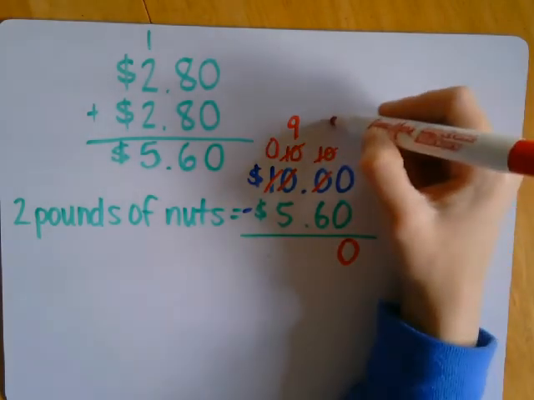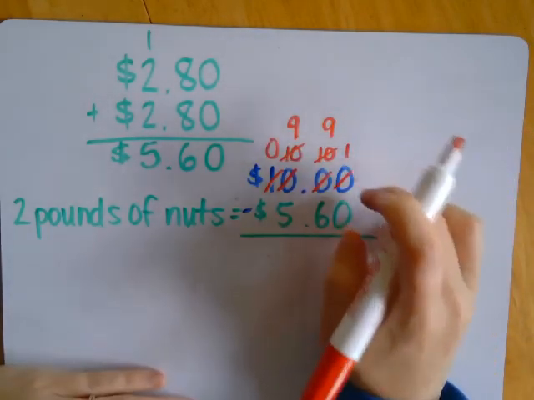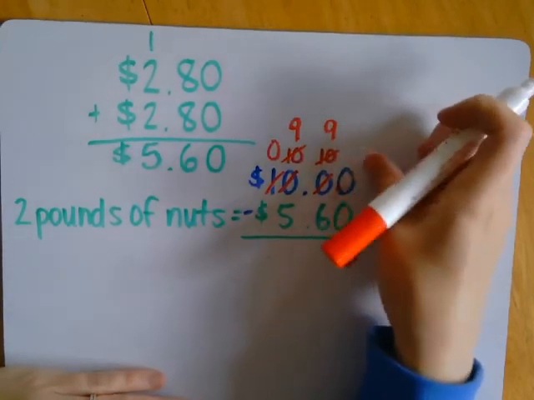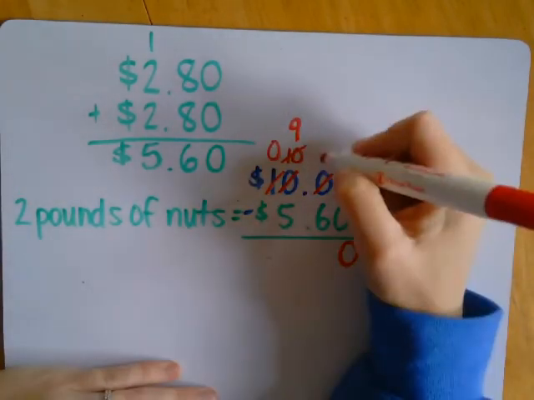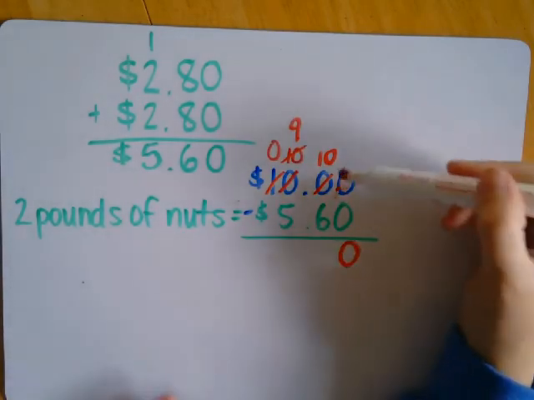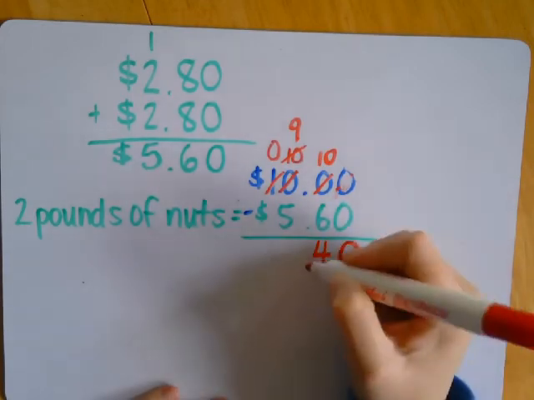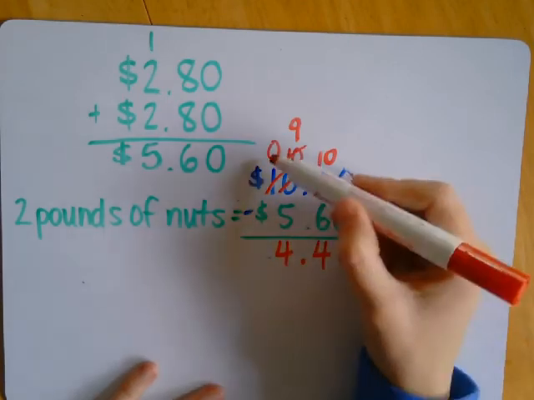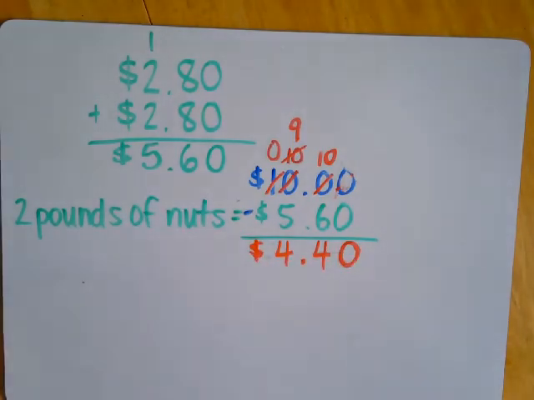Lastly, I now have enough to borrow so I can donate to my hundredths place. So that 10 becomes a 9, and this 0 becomes a, oh, no, I'm so sorry. You just get too much into the habit. I already did that. Rewind. So this 10 stays as a 10. Okay, 10 minus 6 is 4. 9 minus 5 is 4. And then I have nothing in the tens place, so my answer is $4.40.